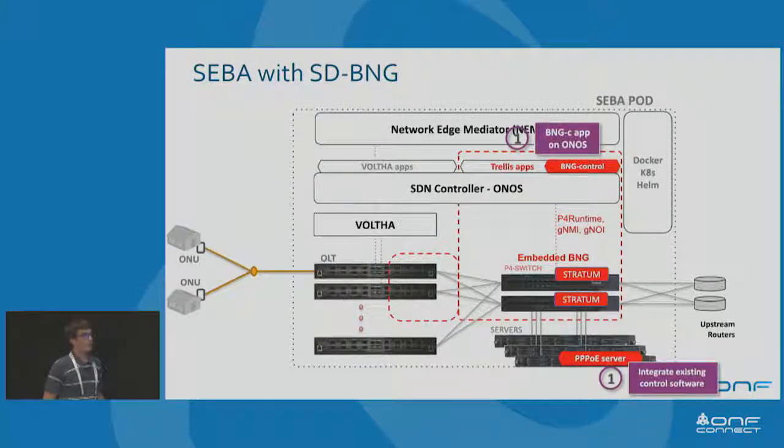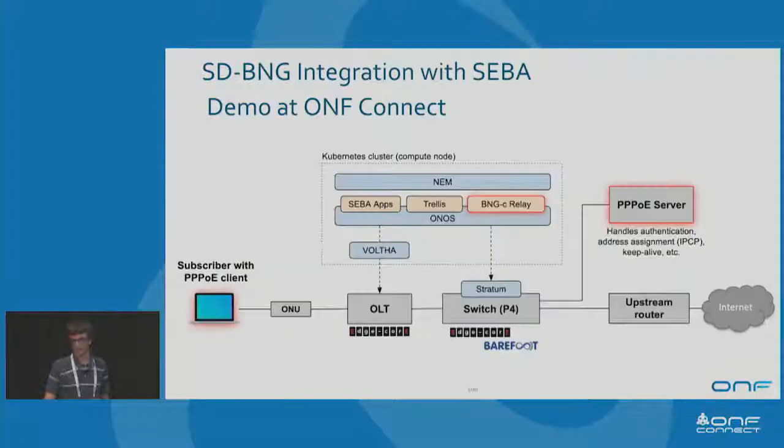The BNG-C app is running on ONOS. It can also work with external control plane software, like, for example, an already available PPPoE server implementation, while the BNG-U will be functionally distributed between the OLT and the Fabric switch.